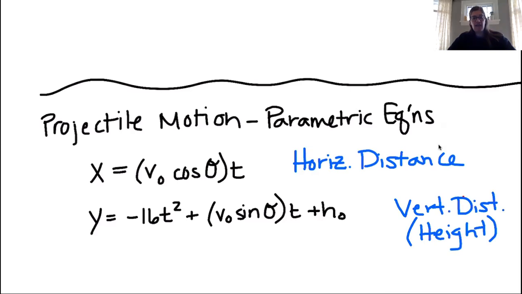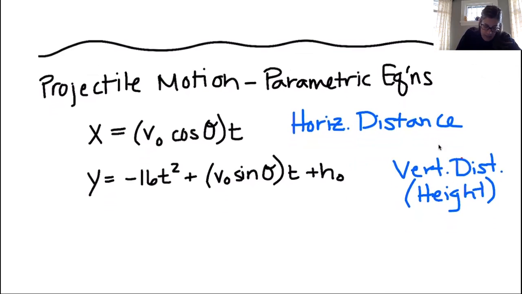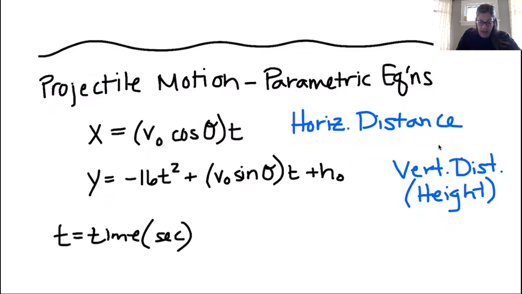So you're going to have an X equals and a Y equals. Both of them are going to be in terms of t, so that's the parameter, and t is going to be time, and the units for time are going to be seconds. The reason why I say it's going to be seconds is because I'm using that -16 in the second equation.